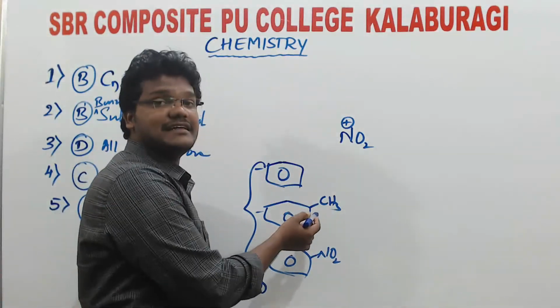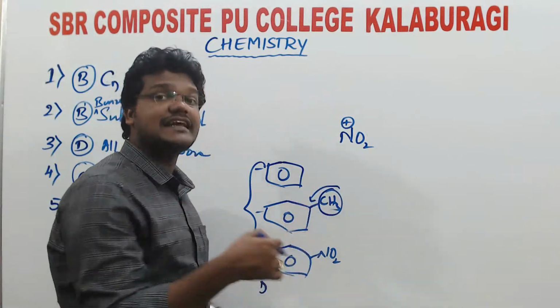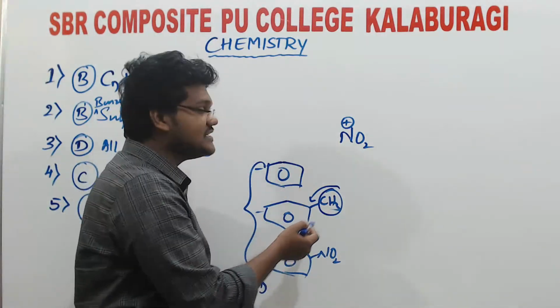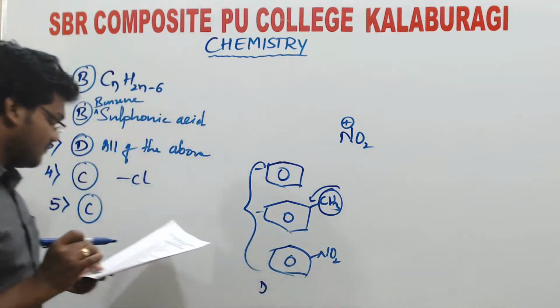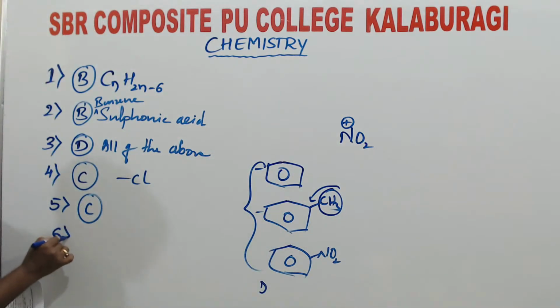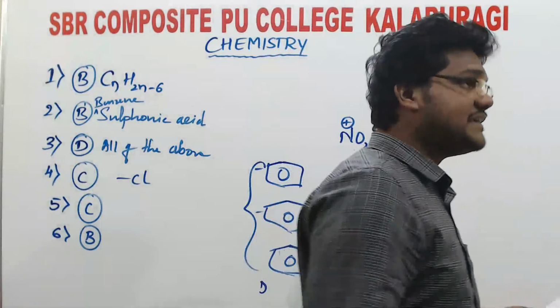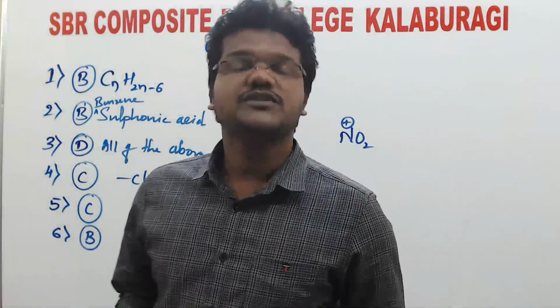Because toluene has a CH3 group, CH3 donates electrons and acts as a ring activator. It increases electron density at the ortho and para positions, so it is easier for NO2 plus to come and attack. That is why, for the sixth one, option B is the correct answer.